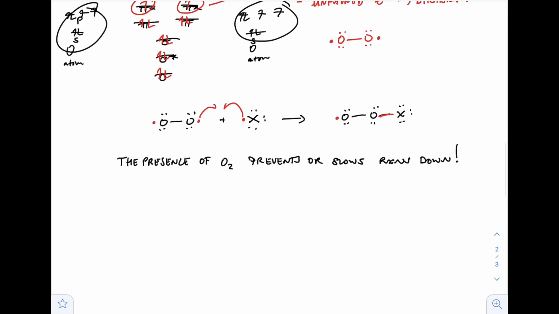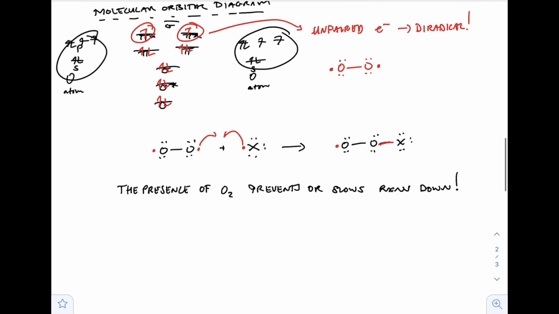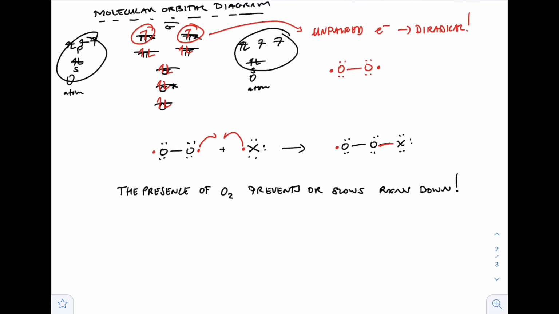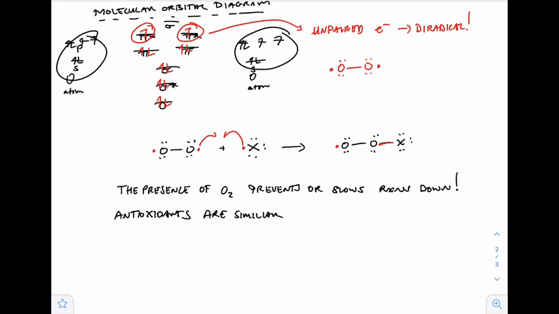This is an amazing tool to identify if a reaction is in fact a radical mechanism, because sometimes we don't know. And so the presence of oxygen slowing a reaction down or preventing it from happening at all can actually help you identify a mechanism as a radical mechanism. And antioxidants like vitamin E are similar. And so they will quench radicals.